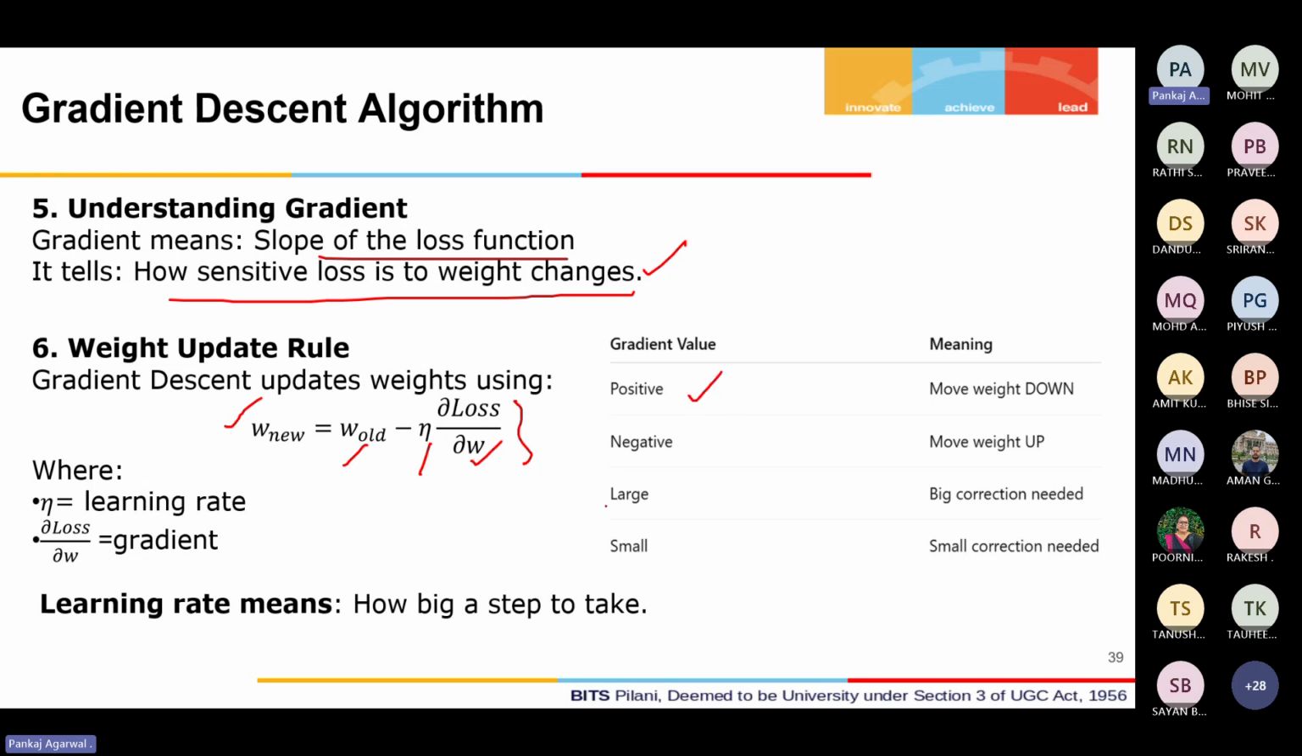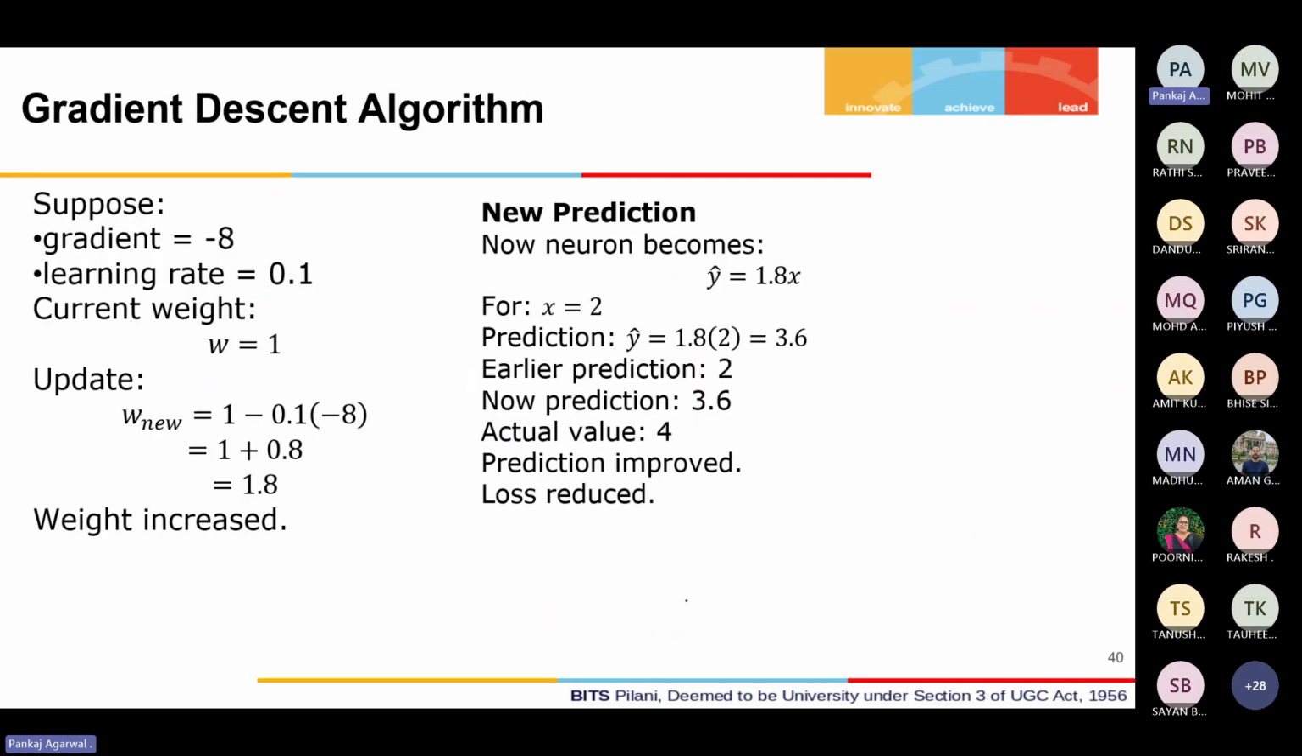If the gradient value is positive, we might move the weights down, obviously, right? If it is negative, I would like to move the weights up. If it is large, I need a big correction. If it is small, I need a small correction, right? So this gives you a complete thought process in every iteration, where and how to move ahead. So learning rate over here, obviously, would talk about what? How big a step to make, right?